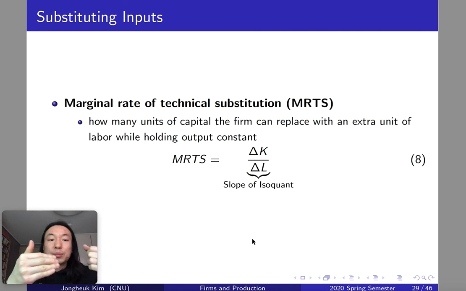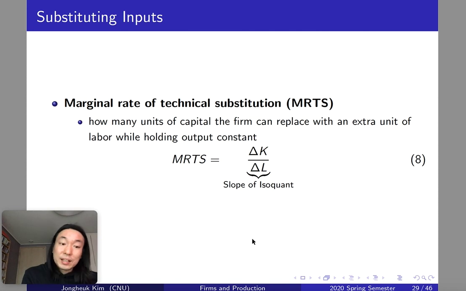So in order to produce the same output, the Q bar from equation 7, then how much capital is needed, or how much capital is replaced by 1 unit of labor. So the MRTS is the marginal change of capital over marginal change of labor in mathematical terms. And mathematically, it is the slope of the isoquant curve.